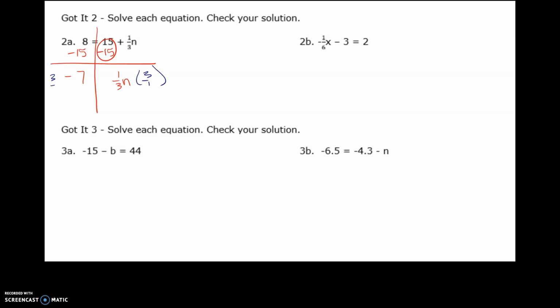So I do 3 over 1 times negative 7 over 1. 3 times 7 is 21. Positive times negative is a negative. Over here we'd simplify this to 1n, which is n. So n equals negative 21. Now, to do our check.